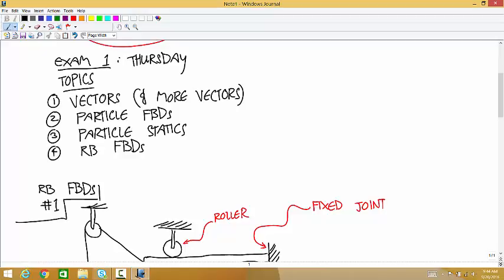Will the pancake tables be on the test? No. That is rigid body statics, so that's not going to be on there. For the assignment, do we have to do free body diagrams, and also the rigid body statics? Nope, not yet. That'll be on the next one.